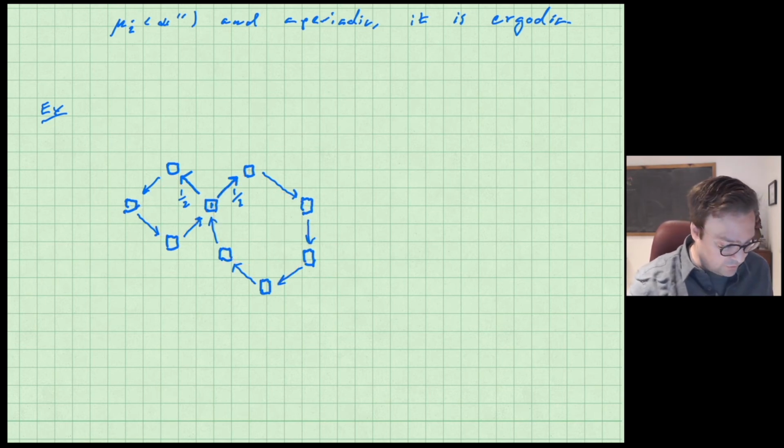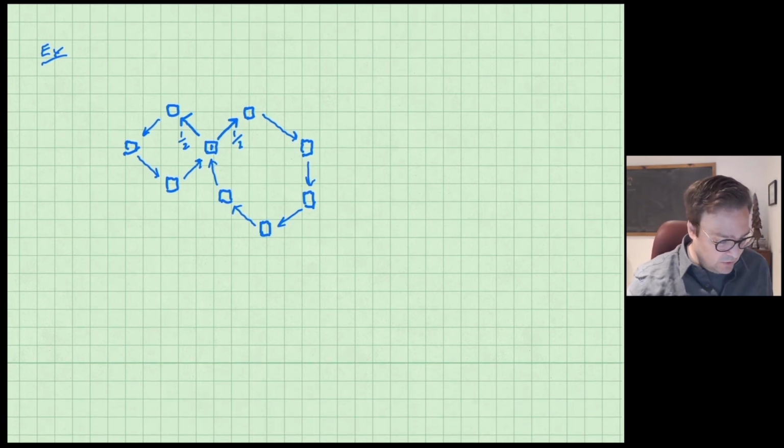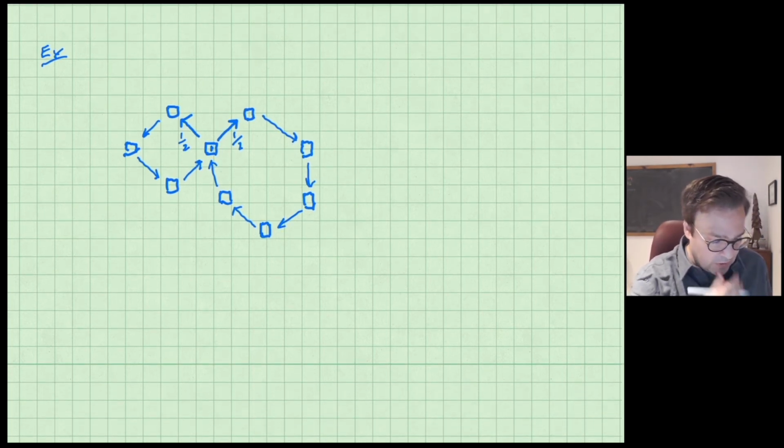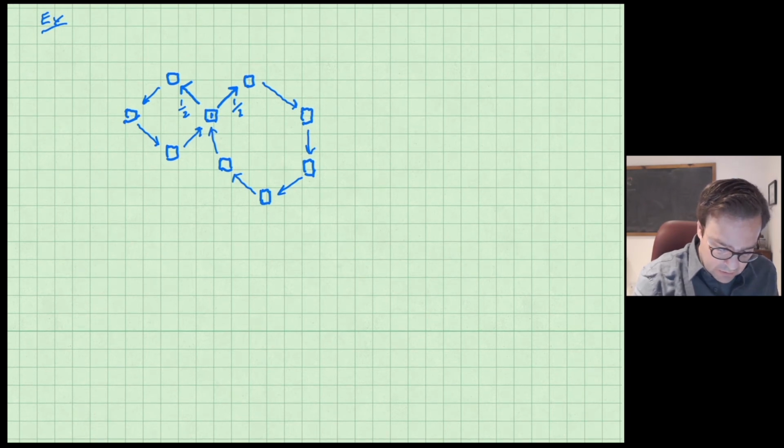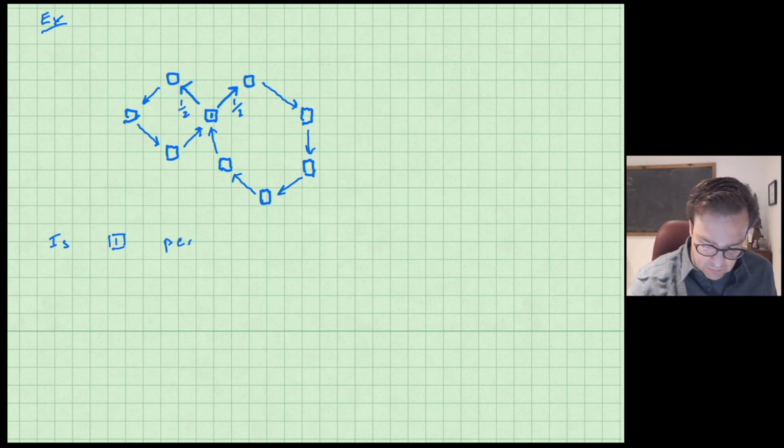So let's first figure out: is state 1 periodic? Let's try to make the set Q. So we'll make Q for state 1. I'm going to write it off to the side, actually.